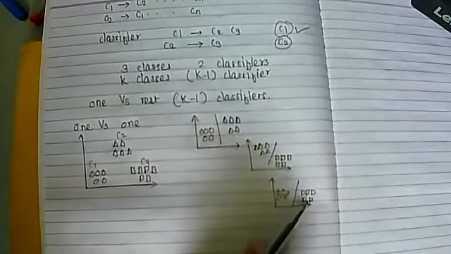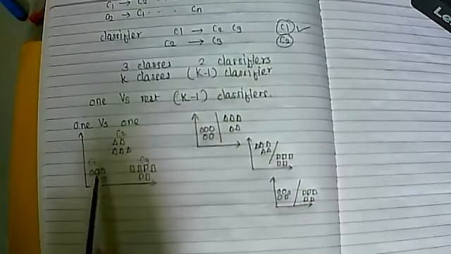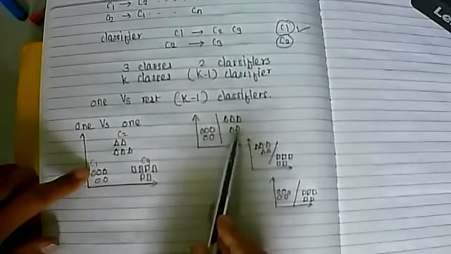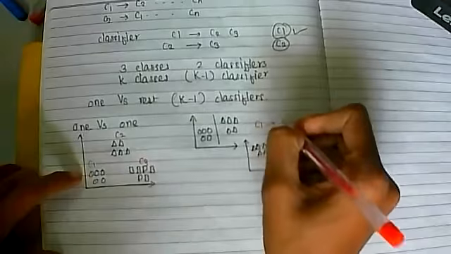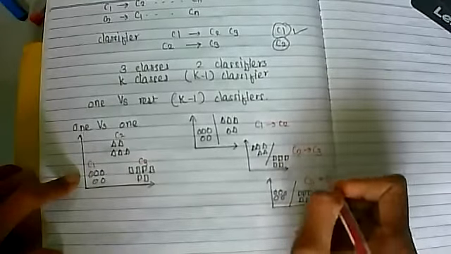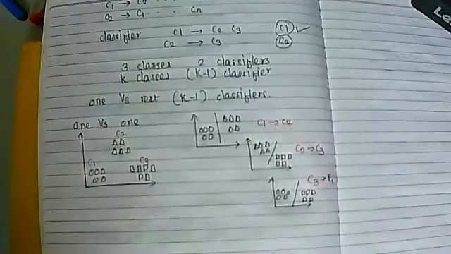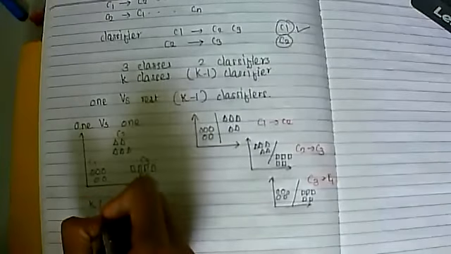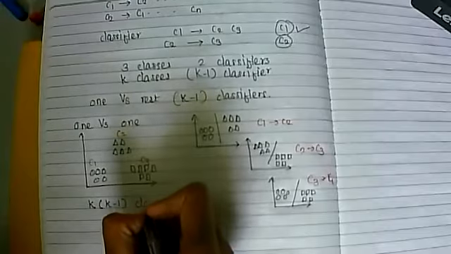Now 3 graphs can be drawn: C1 to C2, then C2 to C3 and C3 to C1. We can draw the reverse graph also. So how many classifiers are required in case of 1 versus 1? k into k minus 1 classifiers.